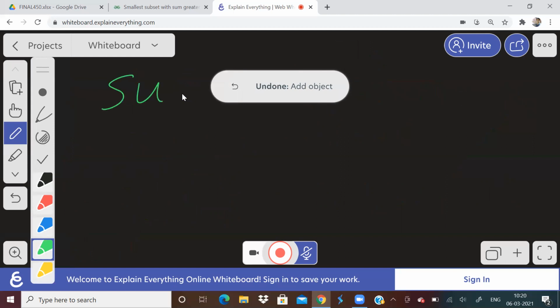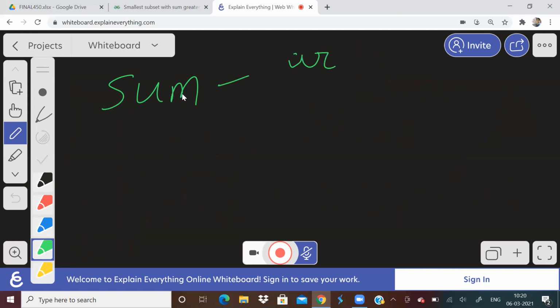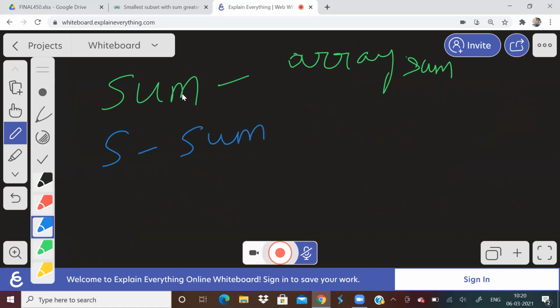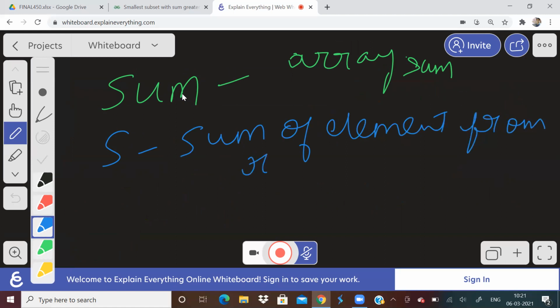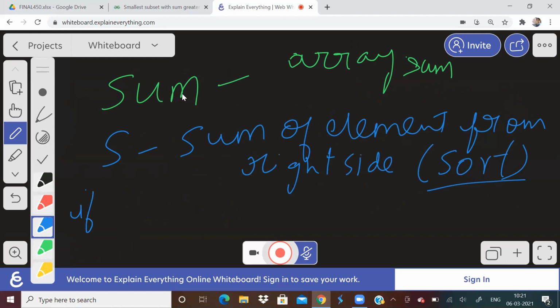So let us say this sum is the array sum, and let us say this S is the sum of elements from the right side. And be careful, before doing this you have to sort the array, otherwise you will get a wrong answer. So if at all you get a condition like this, if S is greater than the remaining elements' sum, which is sum minus S, then break out.